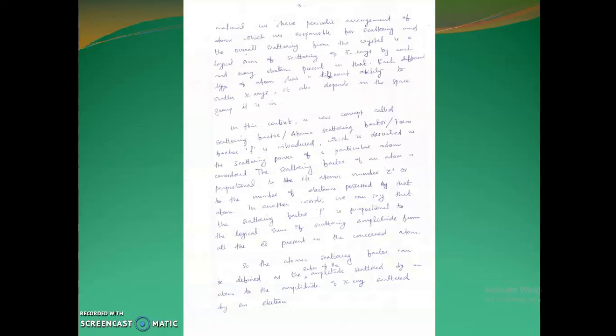Atomic number of a neutral atom would be equal to the number of electrons, right? So scattering by an atom would correspond to the atomic number of that atom. So in this context, a new concept called scattering factor or atomic scattering factor, also known as form factor, was introduced, and it is represented by small letter f. And atomic scattering factor is described as the scattering power of a particular atom considered.